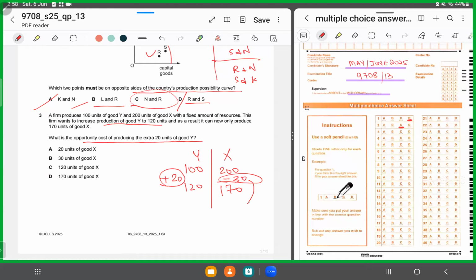The extra 20 units produced of good Y meant 30 units of good X sacrificed. That means for 3, we'll shade in B as the correct answer.